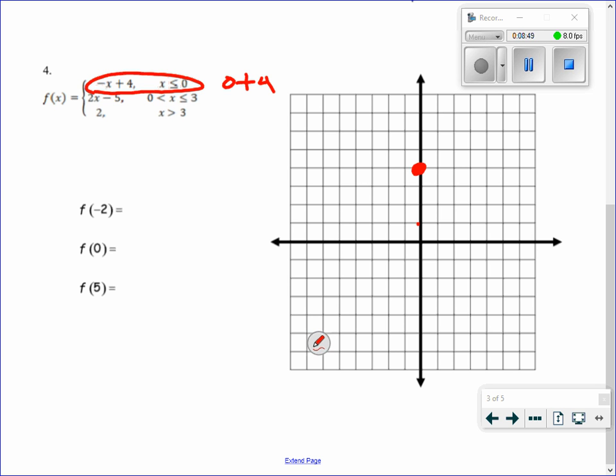So we had a -1 slope. I could be going down and then to the right one. But do I want to graph things to the right? No, it says x is less than or equal to 0. I want to graph things to the left. So instead I'll just go up and then left, up and then left. That still gives me that -1 slope.